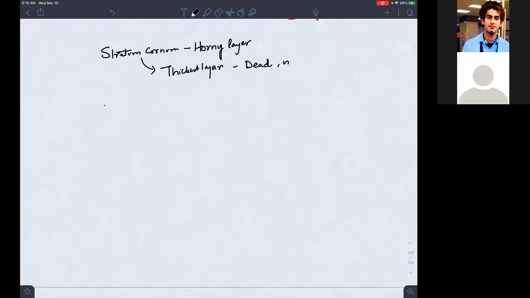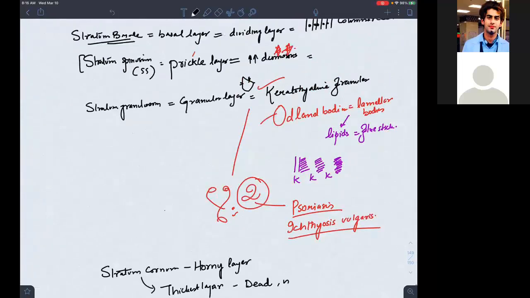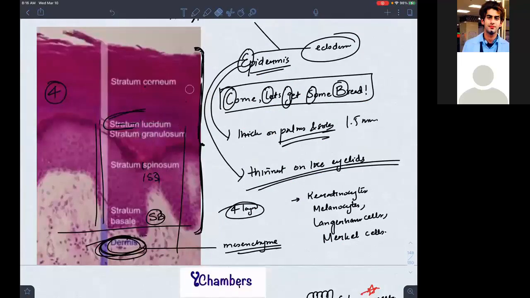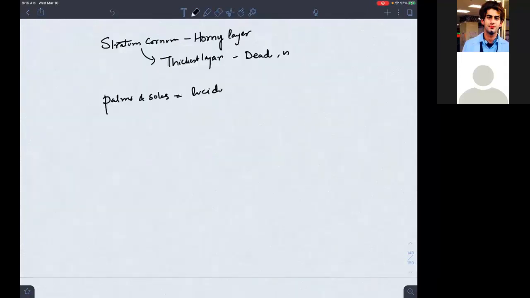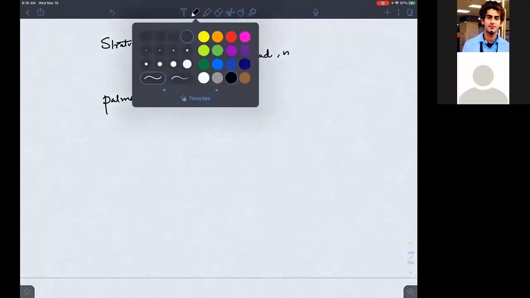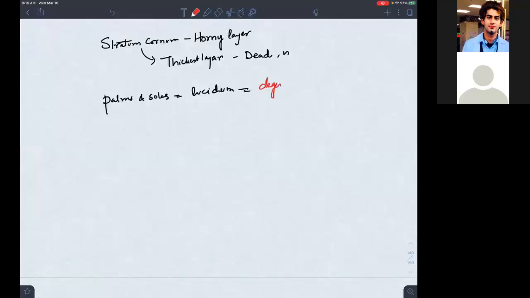So remember, on your palms and soles, you have an extra layer that is lucidum. So is this section to study the skin taken from the palms and soles or not? Yeah, it has been taken from there. So it has either been taken from a palm or a sole. Sometimes you may be tackling this. So what should you write for the lucidum? Two words. The first is palms and soles. Second, degenerated keratinocytes. This is how you have to remember. It contains degenerated keratinocytes.